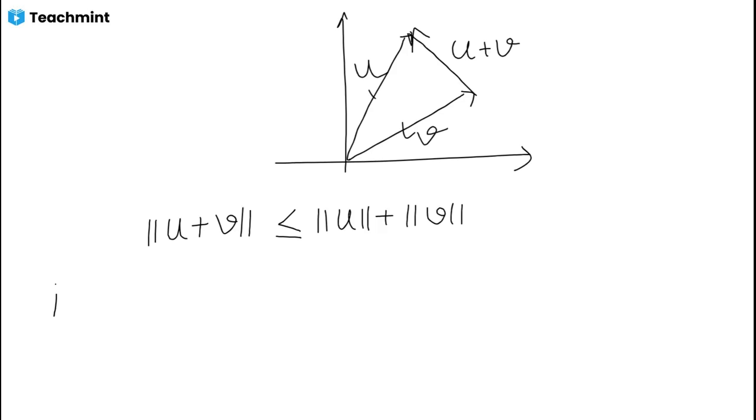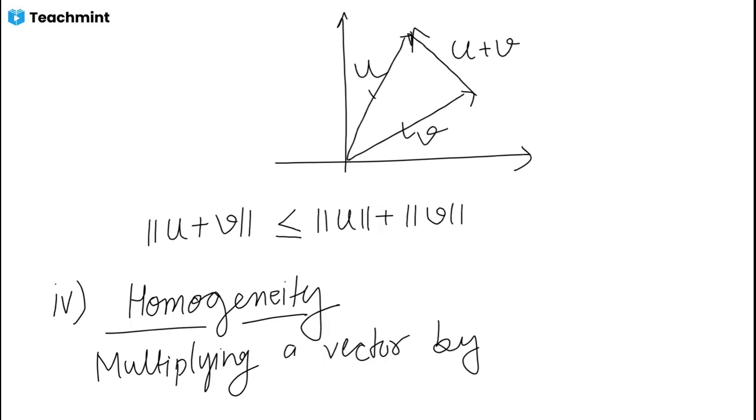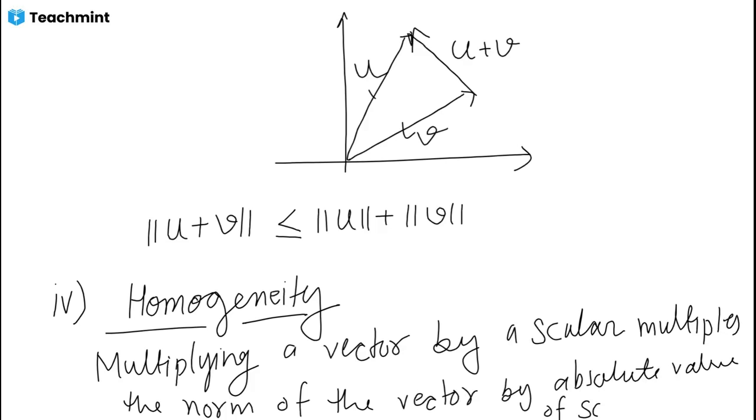We have one more property, the fourth one, homogeneity. Multiplying a vector by a scalar multiplies the norm of the vector by the absolute value of the scalar. What it means, I'm telling you.